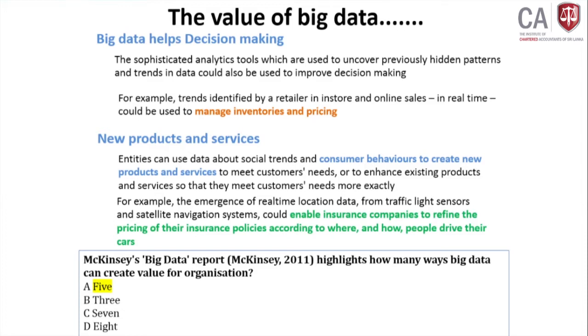New products and services: consumer behavior is used to create new products and services. Based on consumer behavior, you can do new innovations and introduce a new product. Let's say when you are going to buy some product, some beer or something, most people buy beer, and there are also other products linked with the beer, like Coca-Cola or soda or whatever.